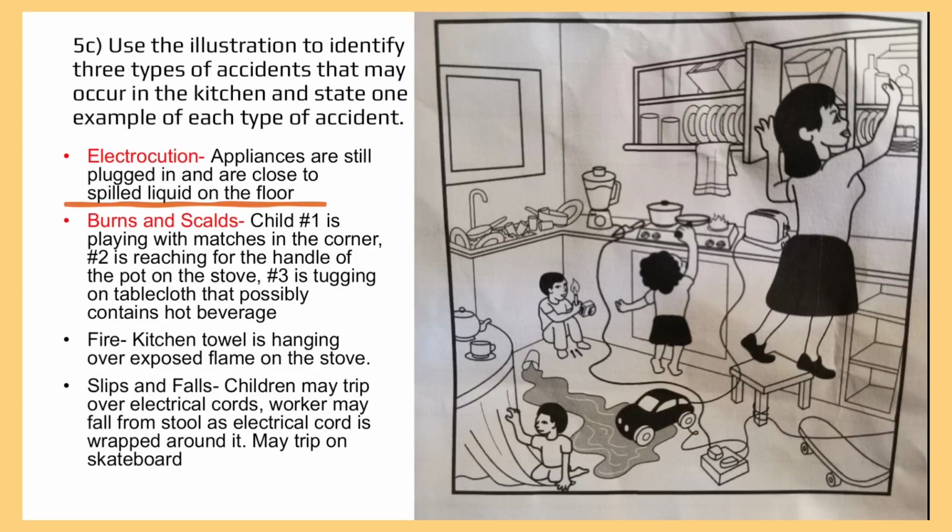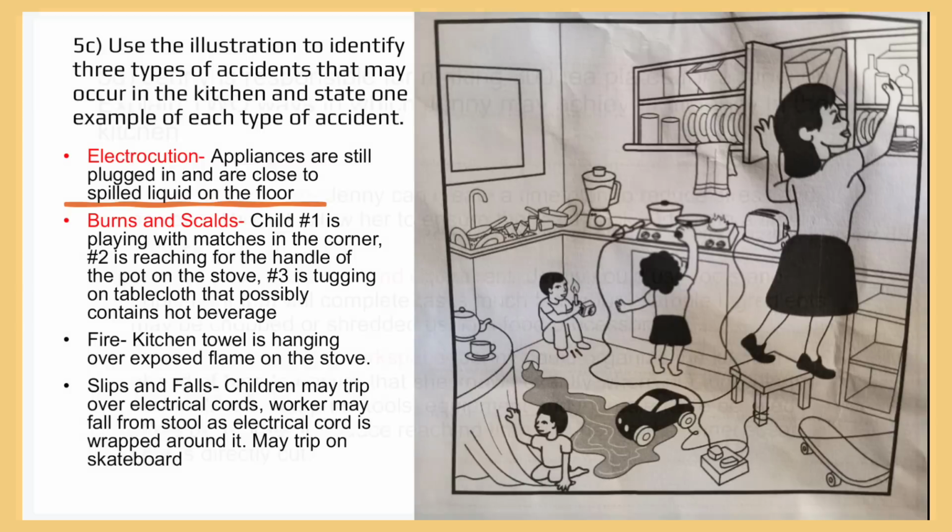Another one that is not listed here, but one of the children may just run across the kitchen and slip from the liquid that's on the floor. And just as simple as that, you would have received 6 marks. So that would be 3 marks for the type of accident identified and then 3 marks for each example that you would have provided.